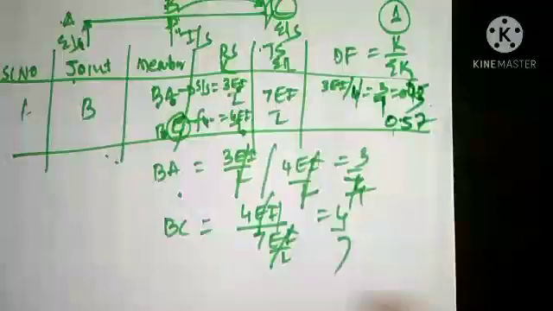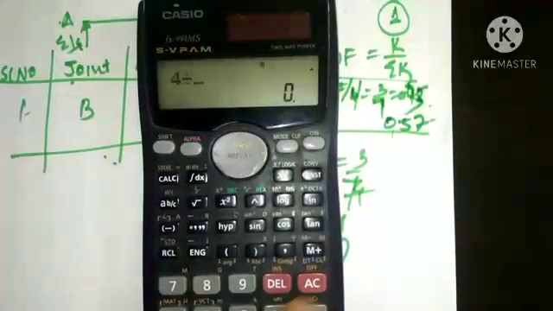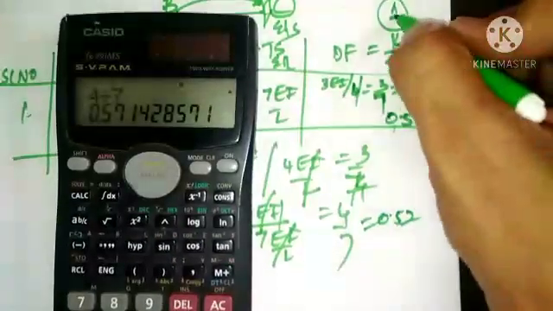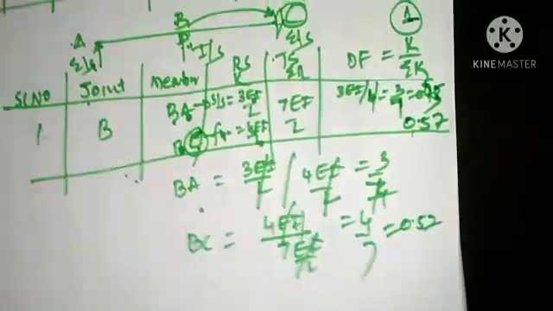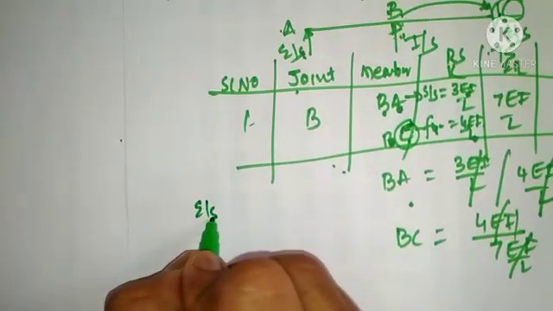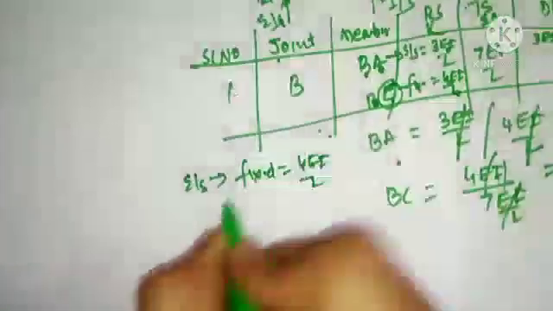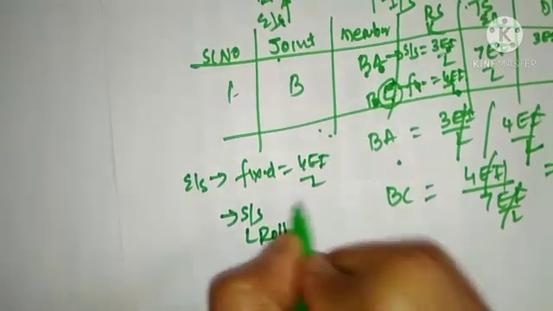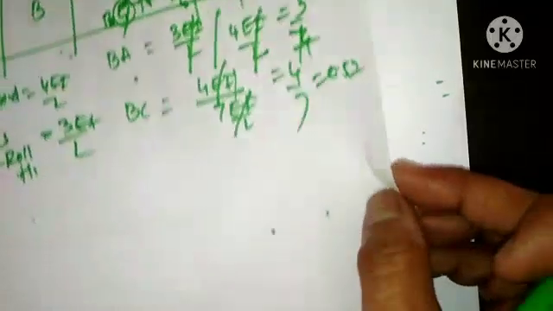We'll verify this now. 4EI by L divided by 7EI by L, 4 by 7, it shall come as 0.57. So total distribution factor should come as 1. This is how we are supposed to find out. Most important thing is, if your end support is fixed, then formula is 4EI by L. If your end support is simply supported, roller, or hinge, then formula will be 3EI by L. This is the most important formula that is required.